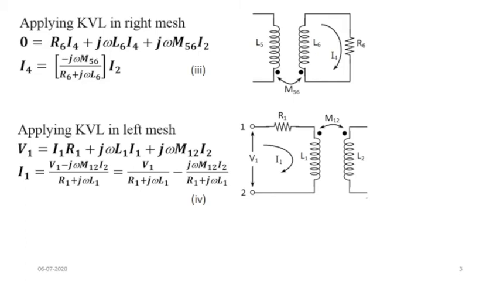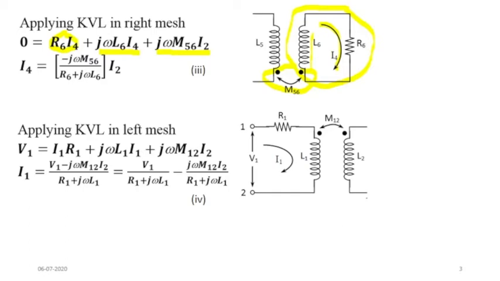Now moving to applying KVL in the right mesh. This is the rightmost mesh which we are considering. So the current is here clockwise. So first term is I4 into R6, which is written here. The next term is j omega L6 I4 through L6, and now considering the effect of this mutual coupling M56, it is j omega M56 into I2. Here also we represented I4 in terms of I2.